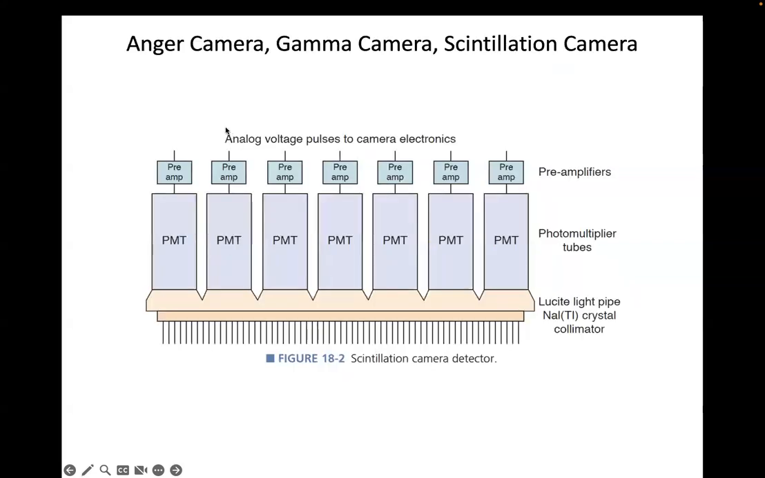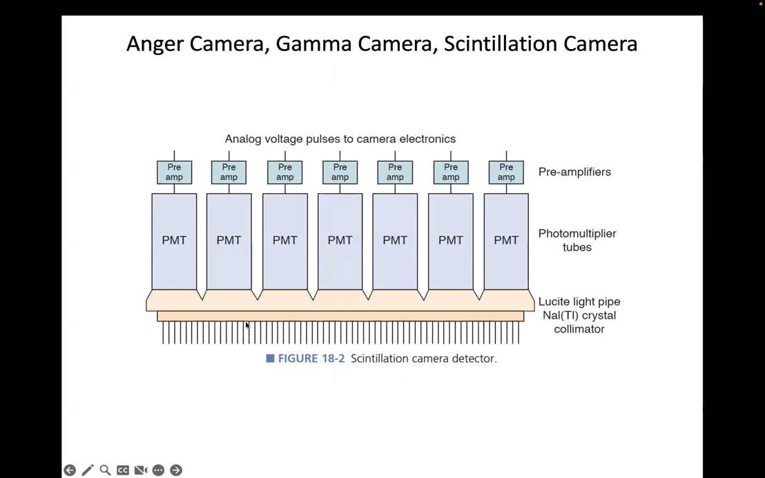So here's a sort of cartoon of the organization of the photomultiplier tubes above this crystal that causes the flash of light. And so these septa could be made of lead to try and stop photons that are coming in at an angle.